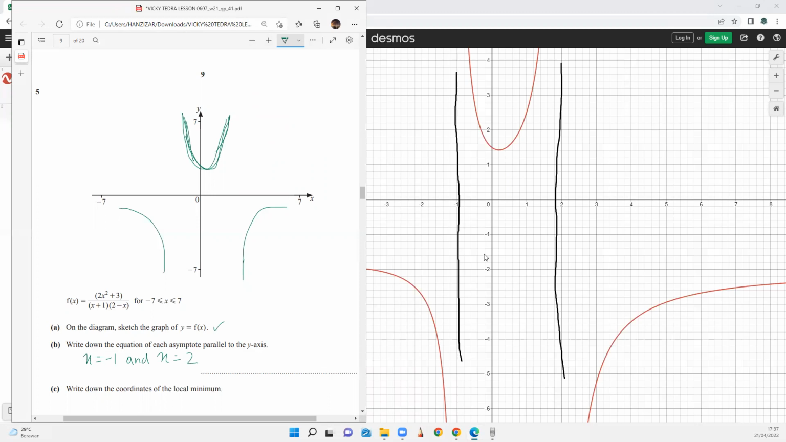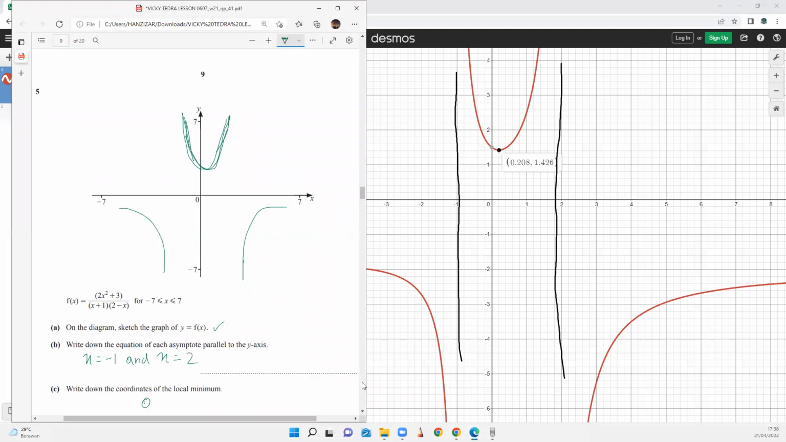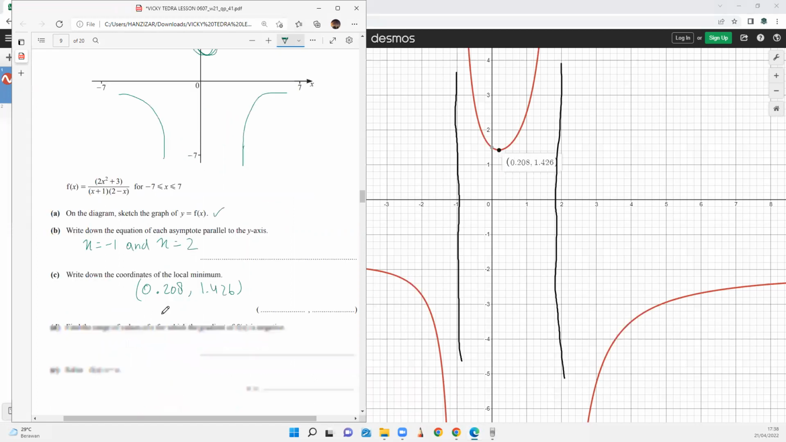Write down the coordinates of the local minimum. This will be the local minimum, 0.208, 1.426. So 0.208, 1.426 for the local minimum.